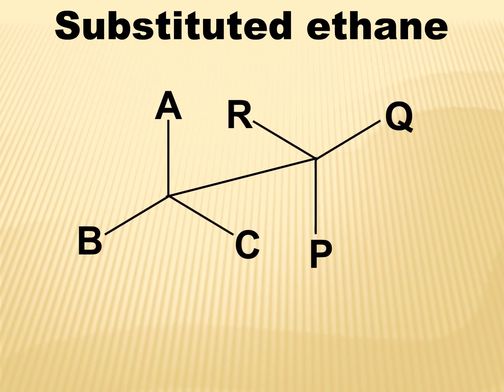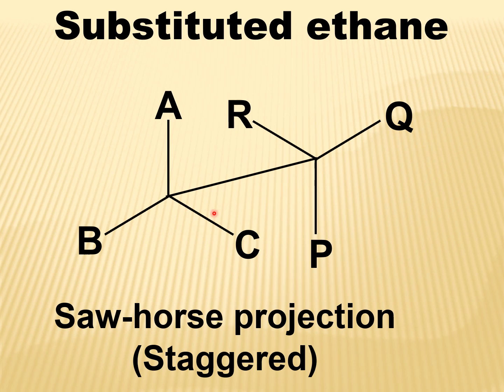Now coming to substituted ethane staggered form, this is how you represent a staggered conformation. You can see here these groups A, B, C, they are written like this. P, Q, R is rotated. Okay, earlier the P was projecting upward just like this itself, but now it is different, it is projecting downward. So what is the point here? The distance between these groups are at the maximum. A and P, they are at maximum distance. B and R, they are at maximum distance. C and Q, they are at maximum distance. So all the groups are at maximum distance.